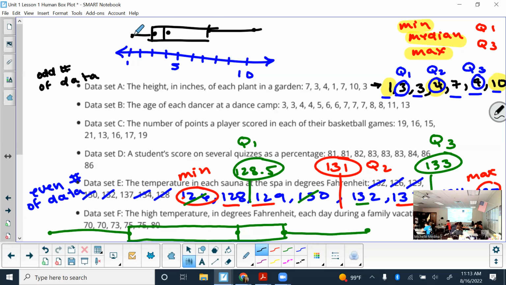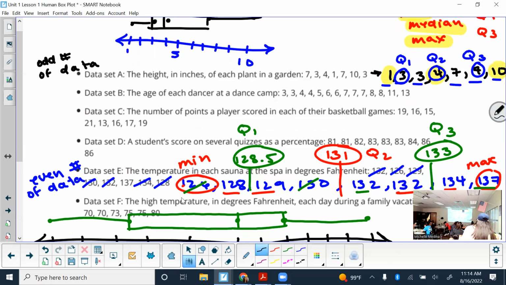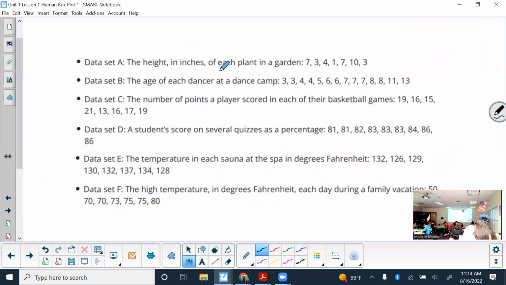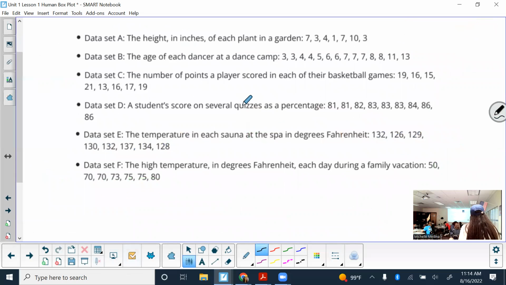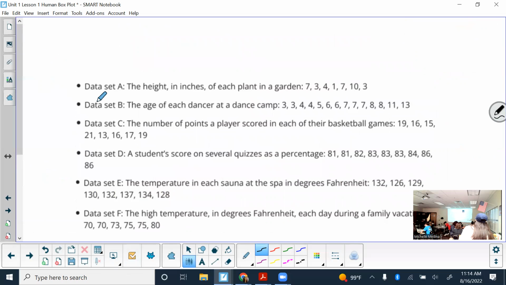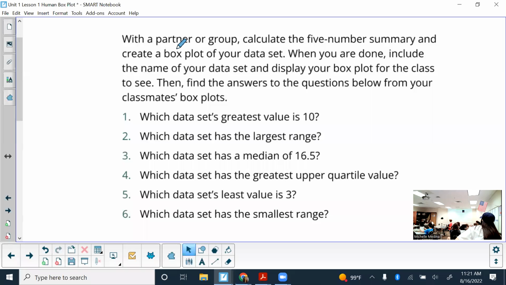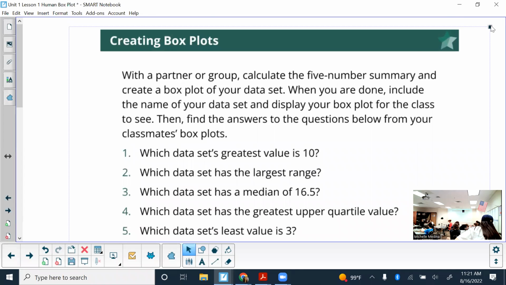I'm giving you no more than 5 minutes to have your final draft done of your data, and then taped to the wall. I'm going to erase this so that we can see all the data in case you lost your little slip. Make sure that on your final copy you write whatever data set it was, because the rest of the class will need to answer questions based off of that. It says with the partner or with your group, but it honestly can be individual because you each have your own paper.